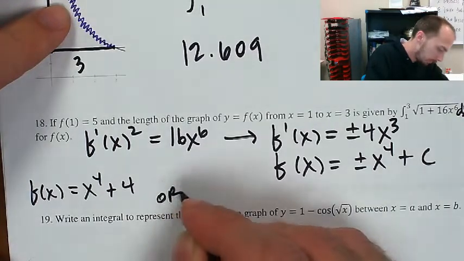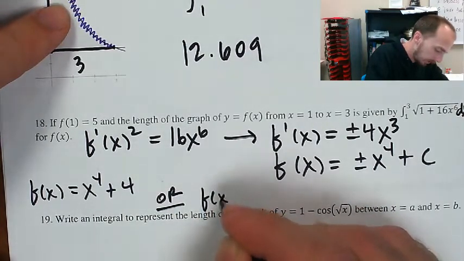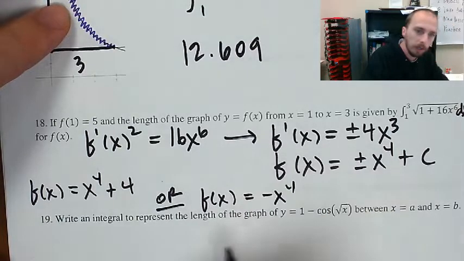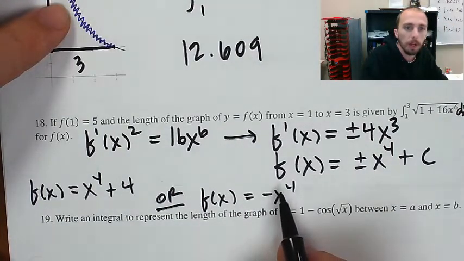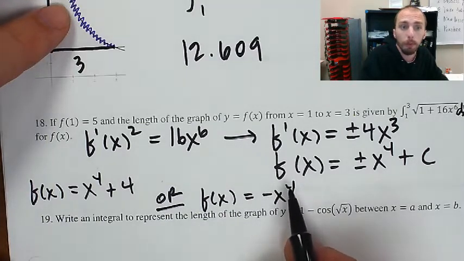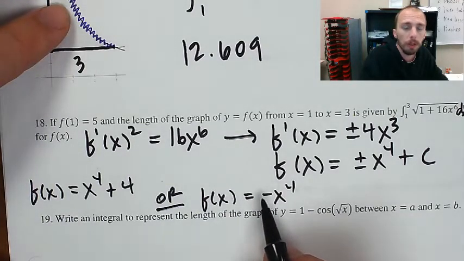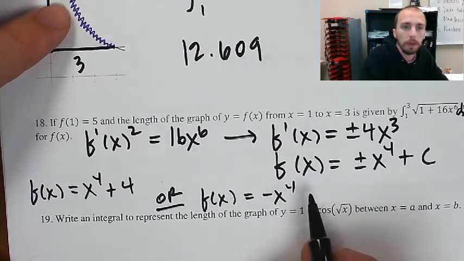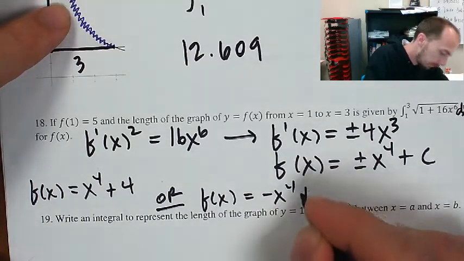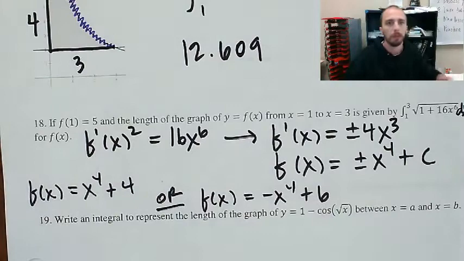On the other hand, maybe f of x equals negative x to the 4. In that case, when I plug in x equals 1, I'm going to have negative 1, because the exponent of 4 comes before multiplication by negative 1, right? So I've got negative 1 plus c equals 5. That would be c equals 6. And, how do you want it?